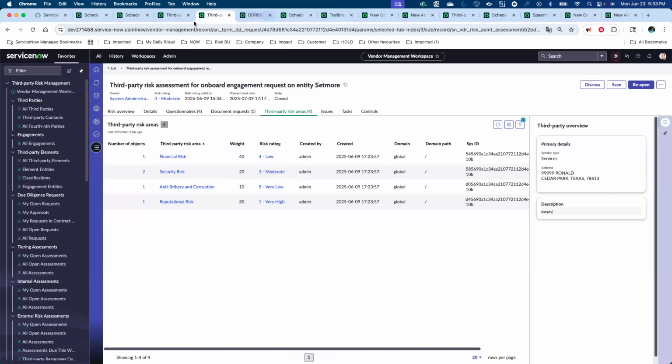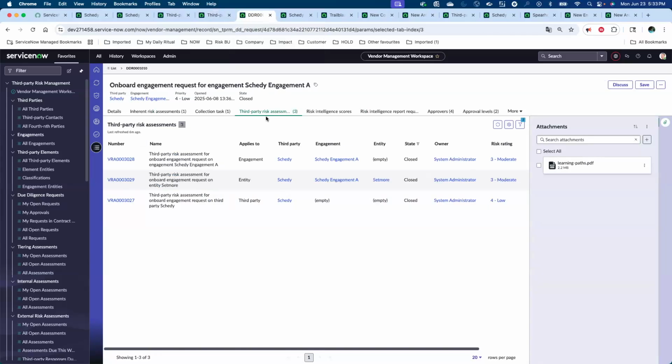The way you access that is through your due diligence request. Remember that the assessments carried out for the entity are at the due diligence record level as opposed to the engagement itself, but it is still within the boundaries of the engagement in terms of how the assessment is carried out, because it applies to the entity, but it is part of the engagement.